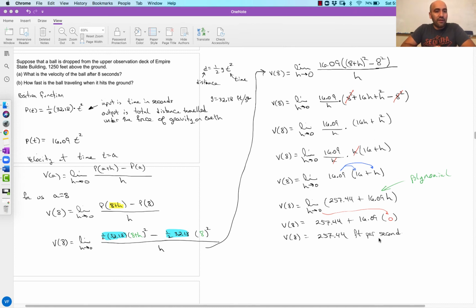Part B says, how fast is the ball traveling when it hits the ground? Okay, so the key here is to figure out, well, when is it going to hit the ground? How much time does it take to hit the ground? So to answer part B, you first have to figure out when it is going to hit the ground. Well, we know that the whole thing is 1,250 feet, so when it has traveled 1,250 feet, that's when it hits the ground. And this is the position function, so we're going to have to set that position function equal to 1,250 feet and solve for t. So set 1,250 equal to the position function.